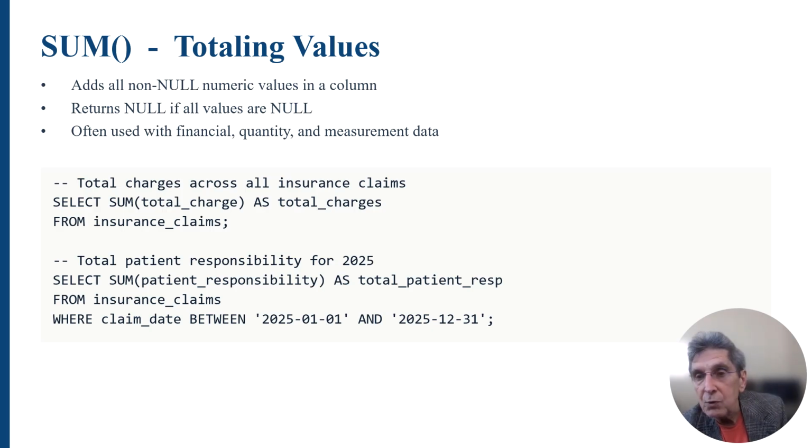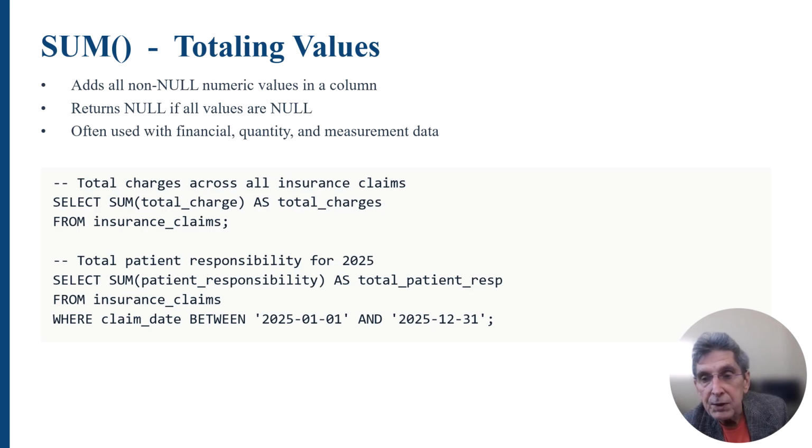Sum is a very straightforward capability, and it's essential. It's especially used in financial analyses. It's going to add all the non-null numeric values in a column and return to you the total. Now, 2 important behaviors that you need to understand. Sum only works with numeric data types, and it'll return a null if every value in the set is null.